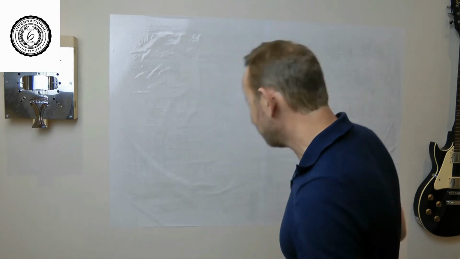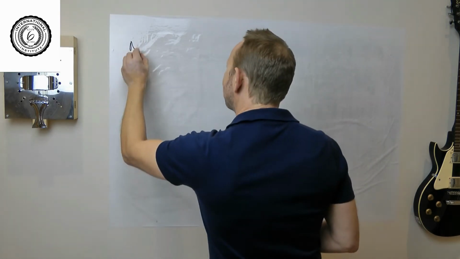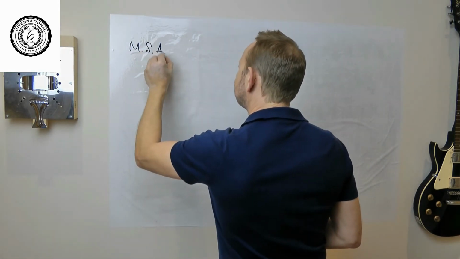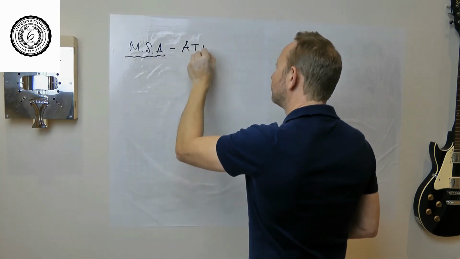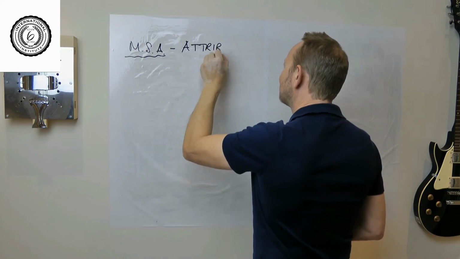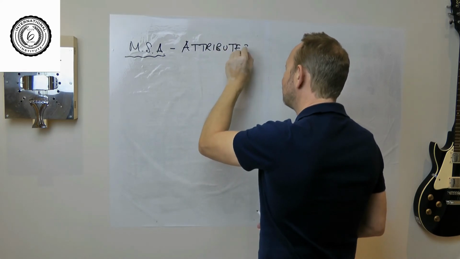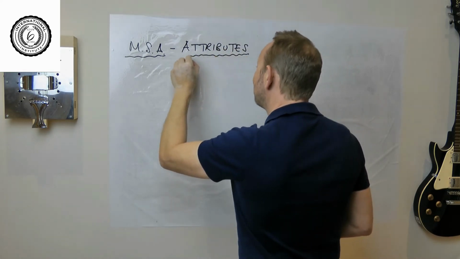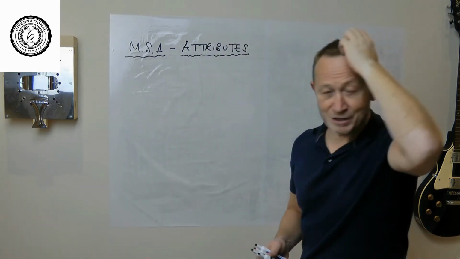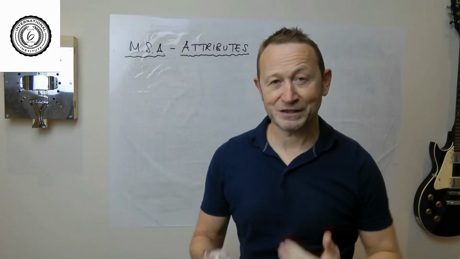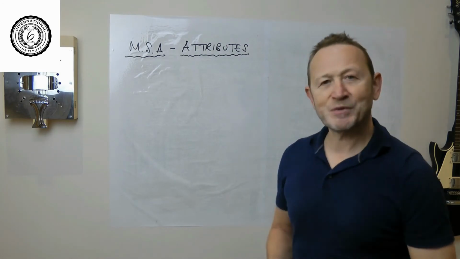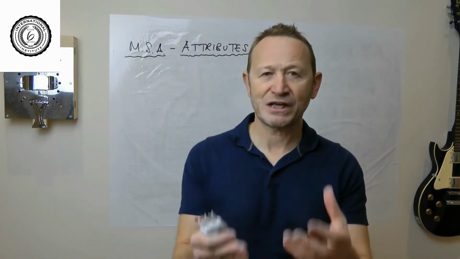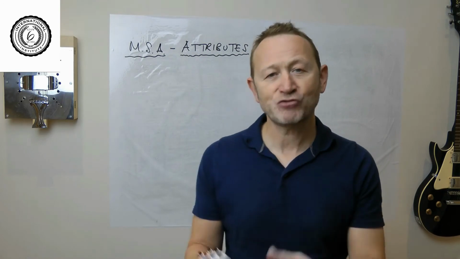But let's take a look at this. We're going to take a look at MSA for attributes. Pass and fail. Often it's some kind of cosmetic inspection, but it doesn't have to be just cosmetic inspection, but it often is. So some important things about setting up the MSA for attribute data.